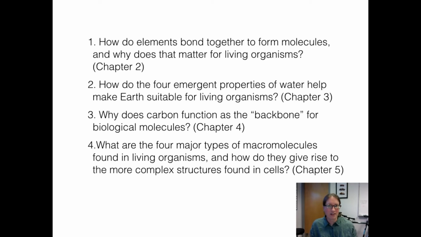Then we're going to turn our attention to the carbon-based macromolecules. We're first going to talk about the properties of carbon that enable it to function as a backbone for macromolecules, and then we're going to explore the 4 major types of macromolecules found in living organisms and how they're combined to give rise to the more complex structures in cells.